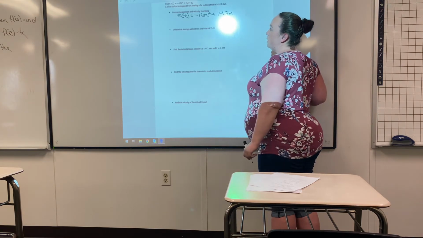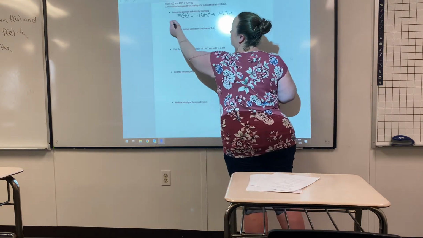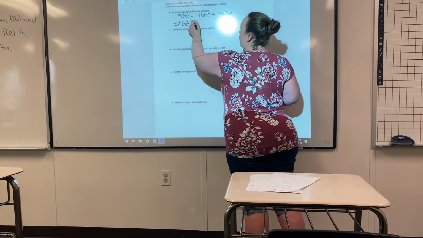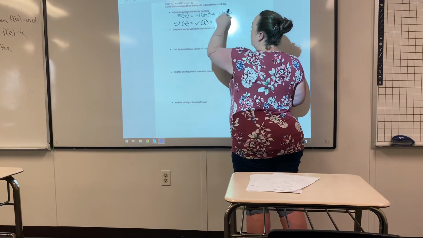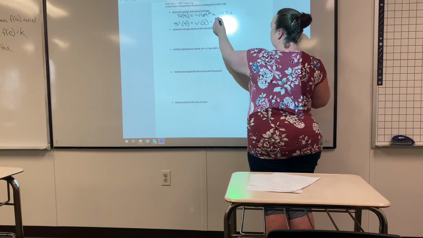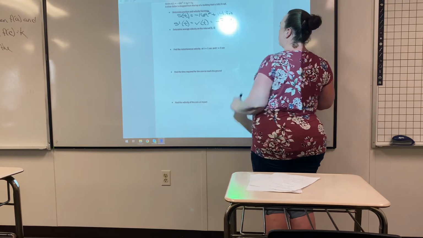So then they want the velocity function. That's going to be the derivative of position. And the derivative of that top function is just going to be negative 32t.